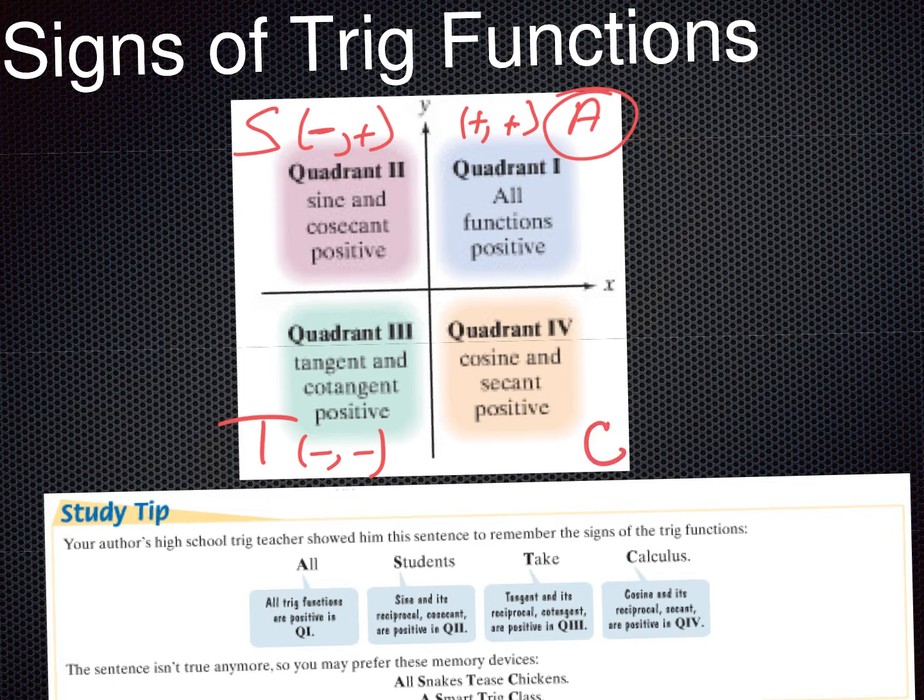So C. Because over here, your values for x are positive, but your y is negative. So in the fourth quadrant, cosine and secant are positive, and everything else is negative. You guys see that? So move on, guys.